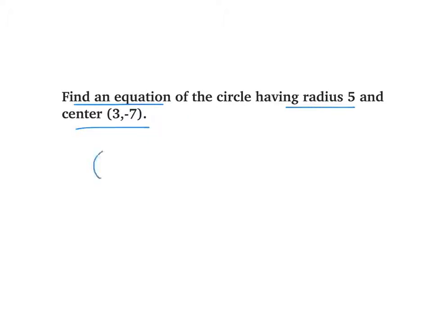And remember, when you write your center, the opposite of the center is what goes inside your parentheses. So I'm going to x minus 3 squared. The opposite of -7 is +7 squared. And remember, over here, I'm not going to put 5. The radius is 5, but this is r squared. So I'm going to put 25 over there. And that's all you do. It's a one-step deal if they give you that stuff. If they give you the center and radius, you're good to go.